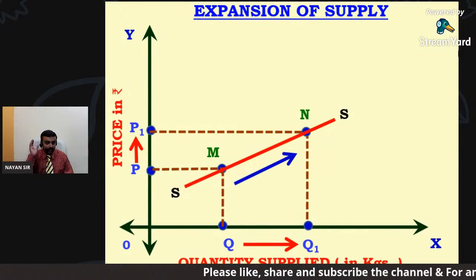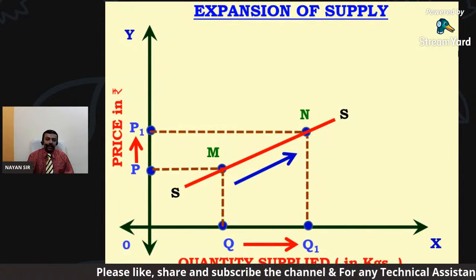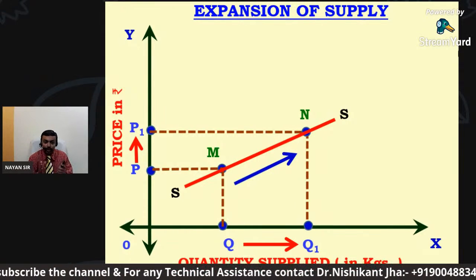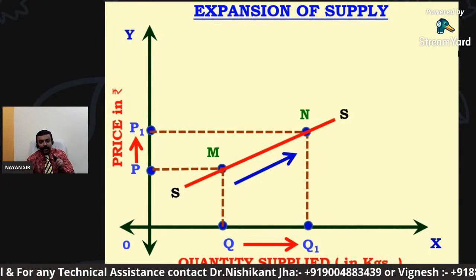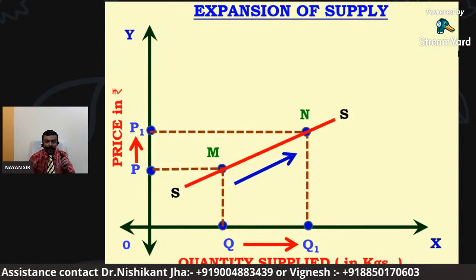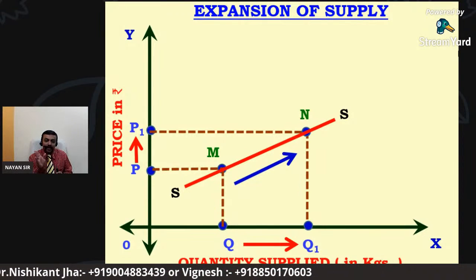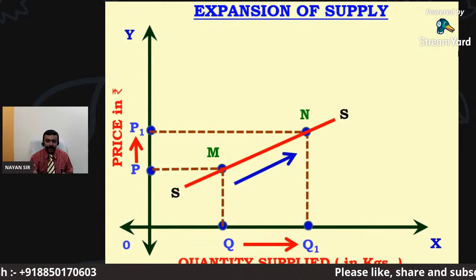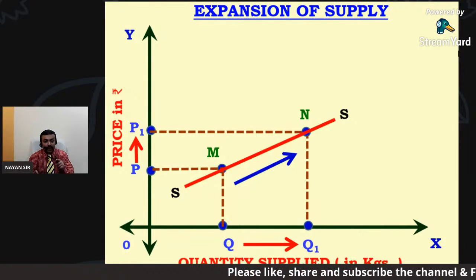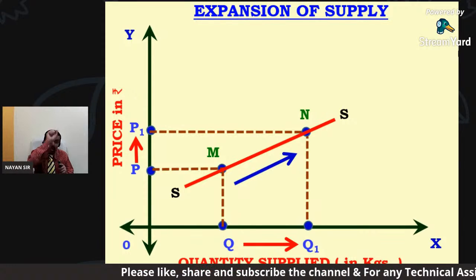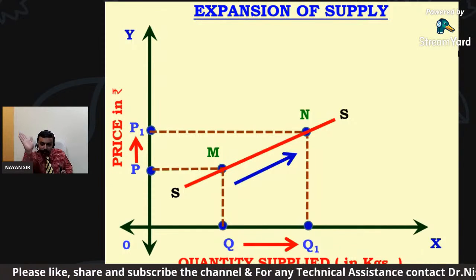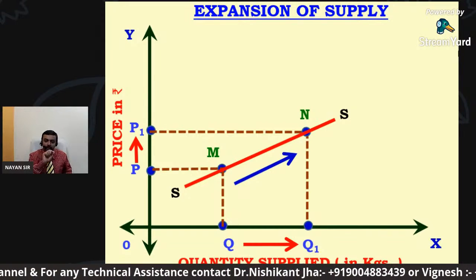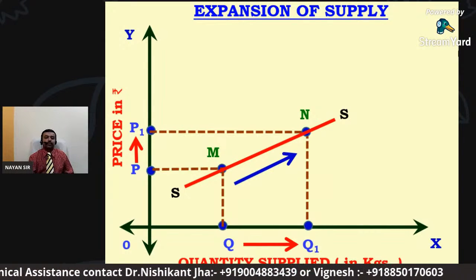So here you can see, friends, from the screen you can observe that the graph SS is the supply curve which slopes upwards. Quantity supplied is on the x-axis, price on the y-axis. Quantity supplied rises from OQ to OQ1, which is a rise, and price rises from OP to OP1, resulting in upward movement from point M to N along the same supply curve SS. This is known as expansion of supply.